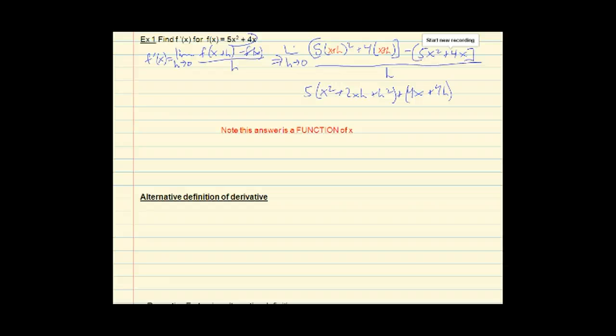Solve the problem. And then careful right here with your negative sign. Make sure that you distribute it through to both. So it's minus 5x squared minus 4x. And then put it all over h. So we got the limit as h approaches 0.